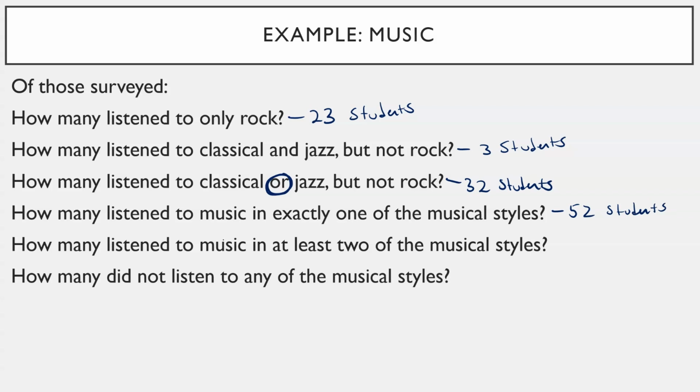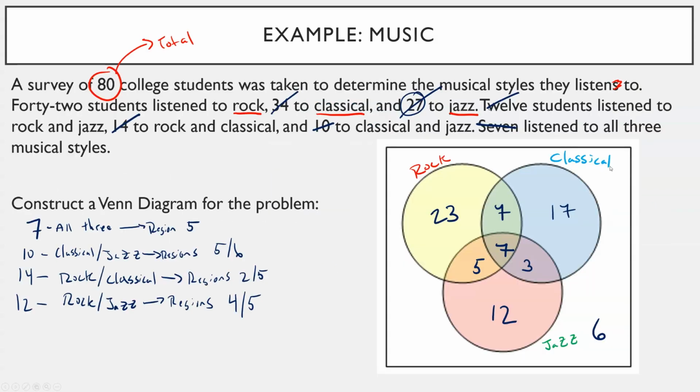How many listen to music in at least 2 of the musical styles? Well, at least 2 would be any of these overlaps right here. This in the middle would be 3 and everything else is 2, right? So 3 and 7 is 10 and 7 is 17 and 5 would be 22.